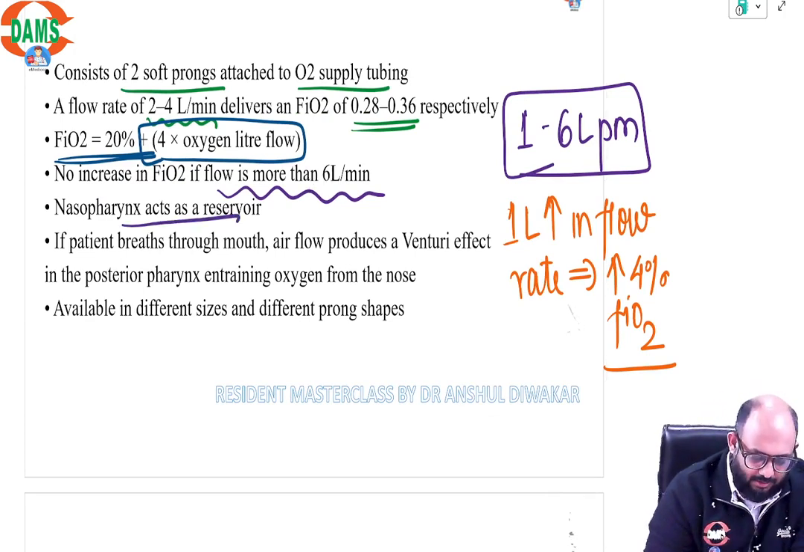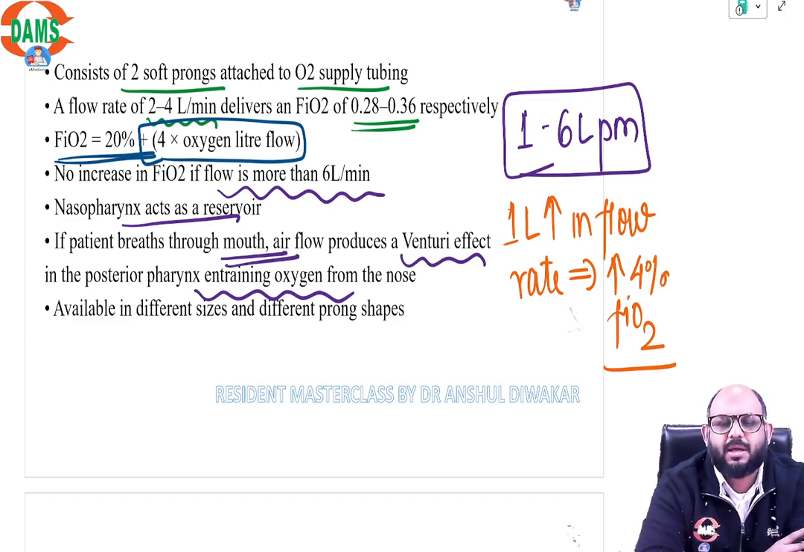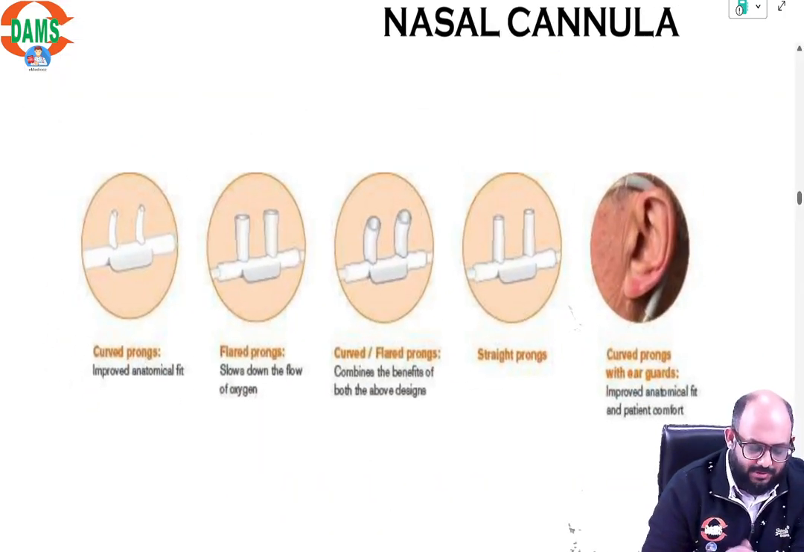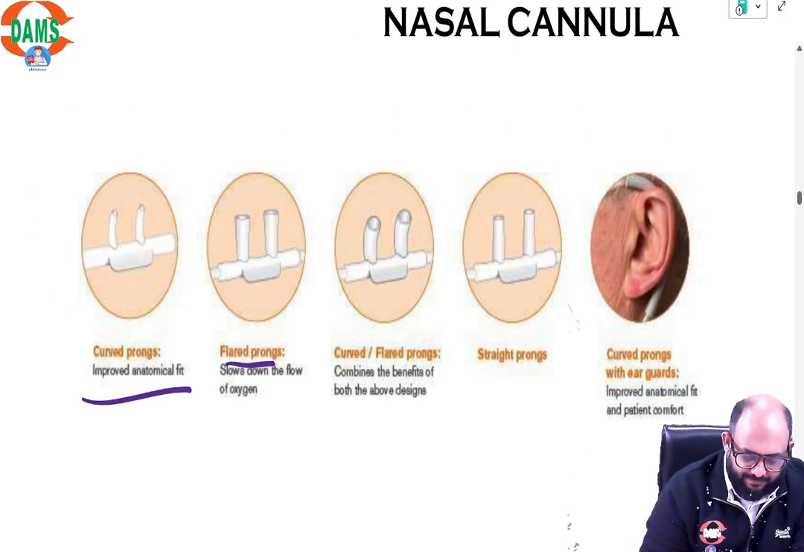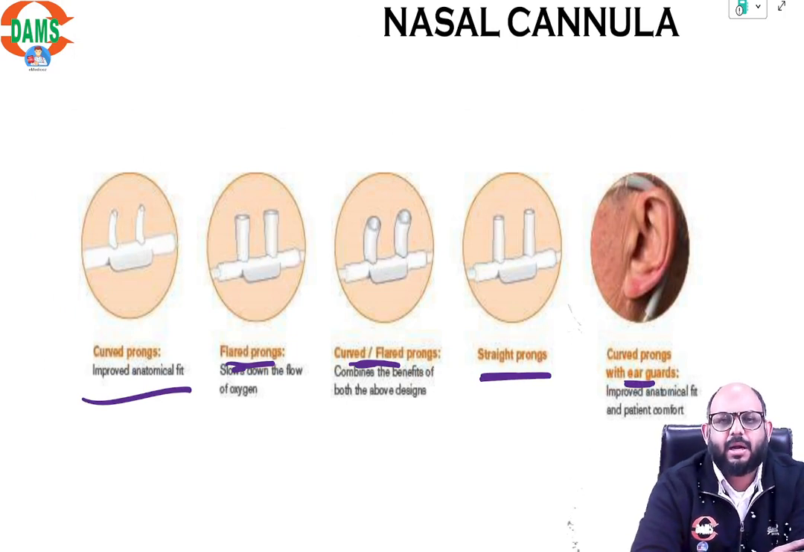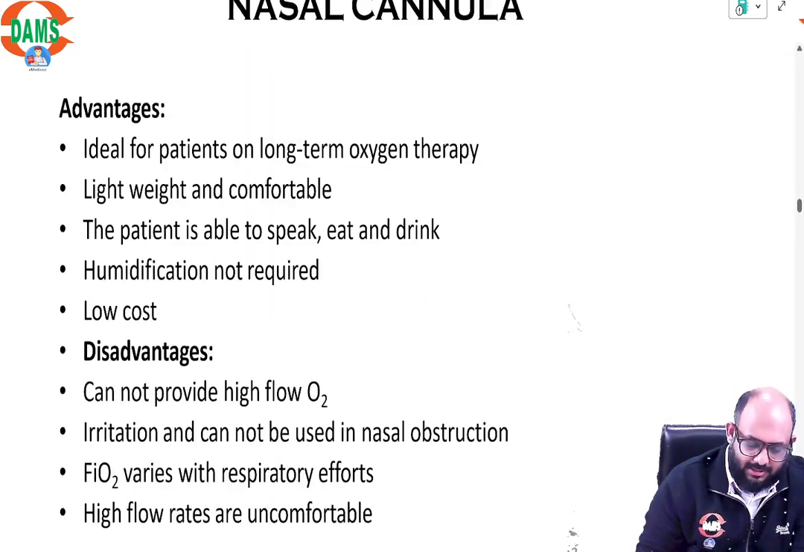Nasopharynx acts as a reservoir. Even if the patient is breathing from the mouth, there will be a Venturi effect which will cause entrainment of oxygen from the nasopharyngeal cavity, and it is available in different sizes and shapes. These are the common ones. There are curved prongs, flared prongs, curved and flared prongs, straight prongs, and then prongs with ear guards. Depending on what device is available at your place, there are different types of nasal cannulas.